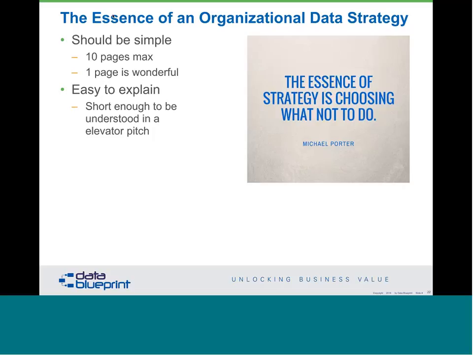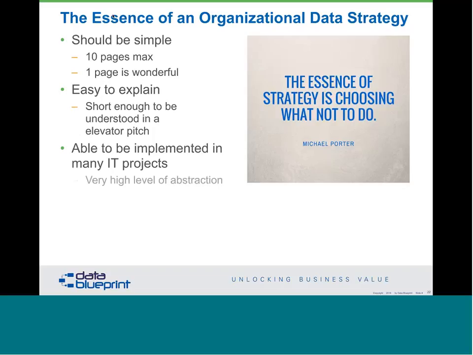The essence of strategy, for example, is choosing what not to do. One of the things that I've looked at in several organizations is that they're trying to do too much at once, and it's simply not possible to do all of the things simultaneously. But doing one thing well is good, which means strategy often is trying to do just the one thing well and not being able to do all the others simultaneously. Similarly, strategy at a very high level should be able to be implemented, if it's simple enough, across a multitude of IT projects.